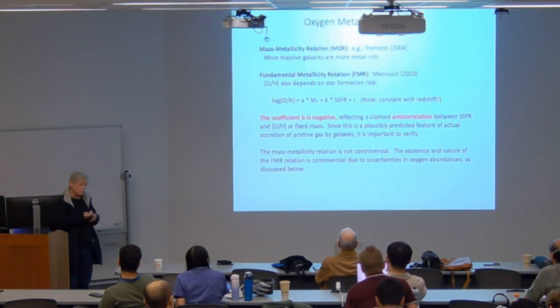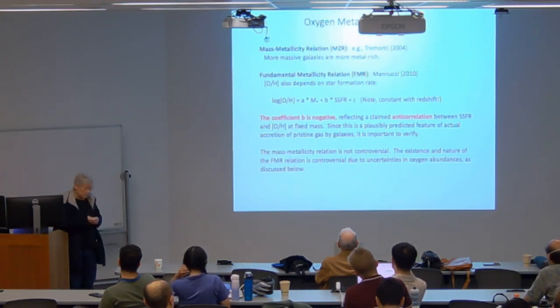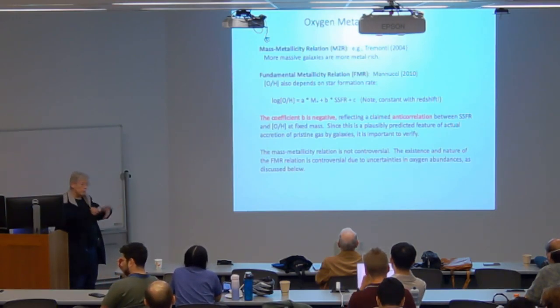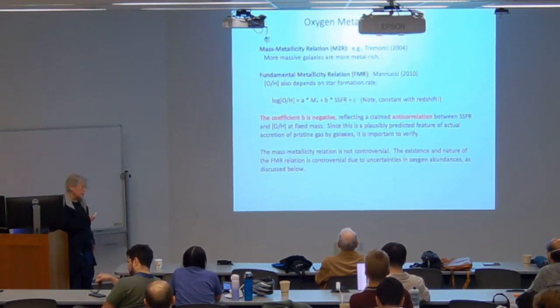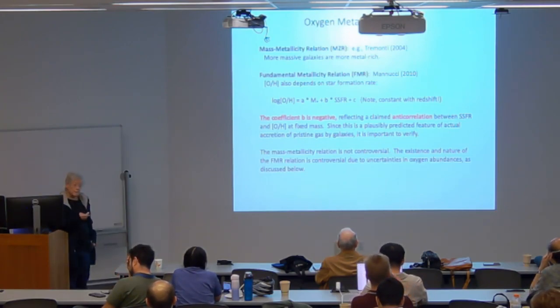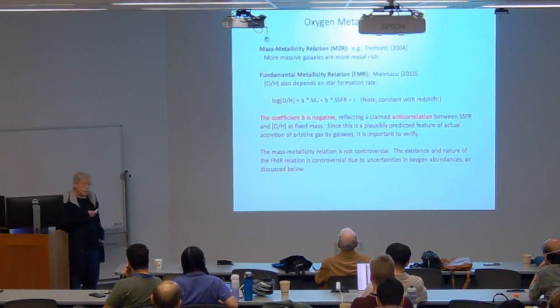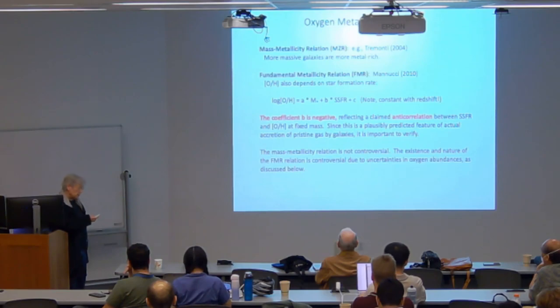And this is a plausible feature of actual galaxy evolution. You can imagine fresh, pristine gas arriving in the galaxy, diluting the abundances and raising the star formation rate. And that's been a popular interpretation of this observation. So the first relationship is not controversial. This one is controversial because it's been hard to duplicate with different metallicity measurements. And I want to say more about that.